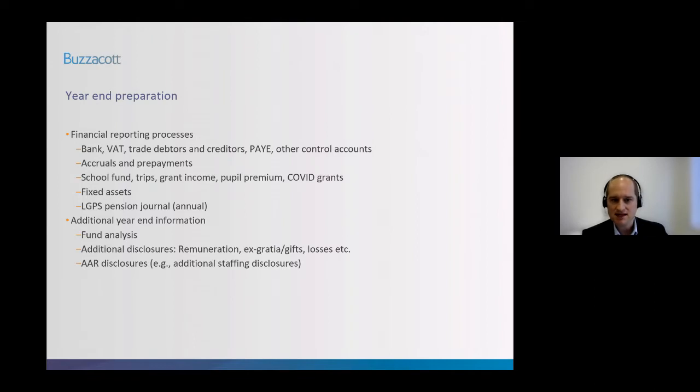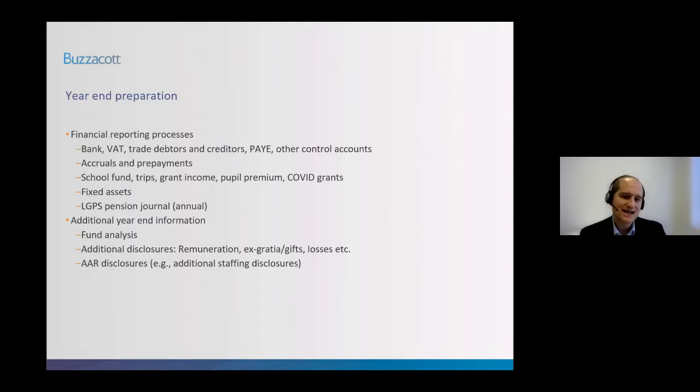But there may be certain things that aren't done in such detail throughout the year, like the accruals and prepayments, the reconciliation of some of the fund accounts, the fixed asset accounting, and certainly the local government pension scheme accounting that happens just once a year. So it's important to factor in all that extra work that's got to happen for preparing the year end that doesn't need to be done on that monthly basis.